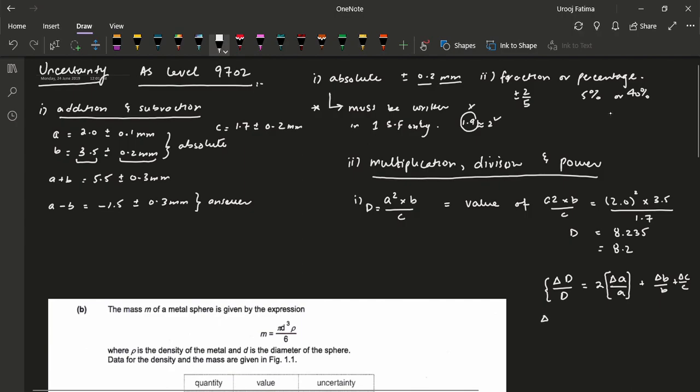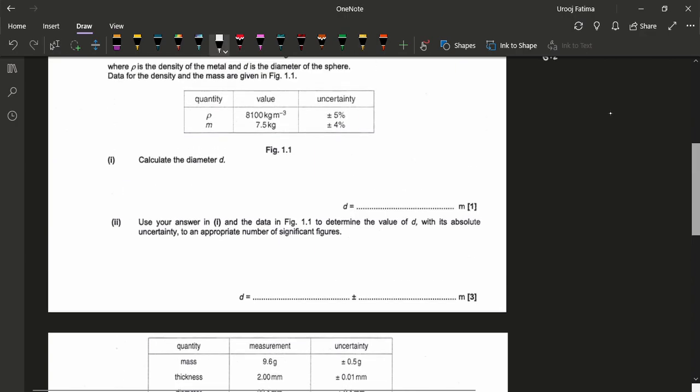So we're looking at delta d, that's our aim, because we already have 8.2, and then we're going to write 8.2 here, and then 2, and then a's uncertainty is 0.1, divided by the value, that's 2.0. Then b's uncertainty is 0.2 divided by 3.5, and then c, which has an uncertainty of 0.2, is divided by 1.7.